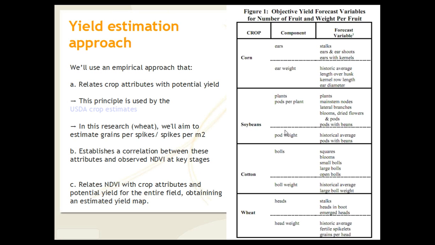It relies on these assumptions. We can estimate yield by knowing these variables, and we can relate an imagery index, such as the NDVI, with these variables. So if we can do those things, then we can estimate yields.